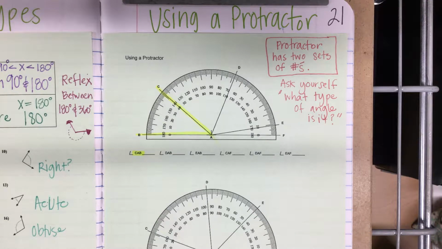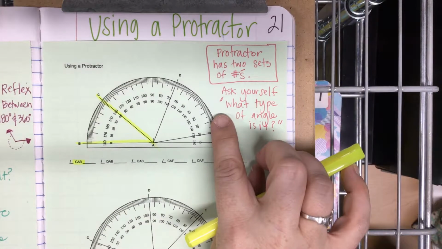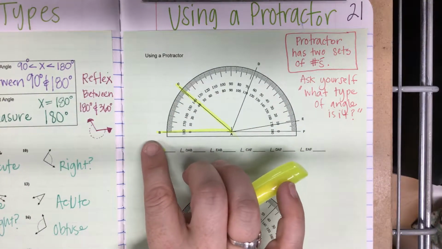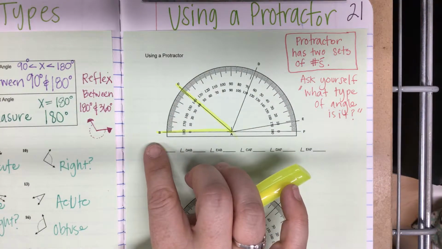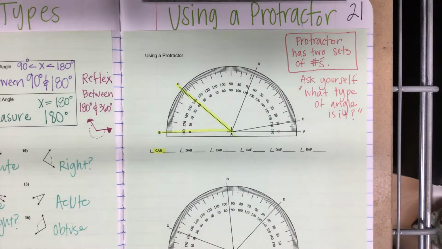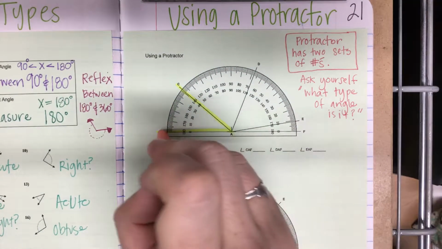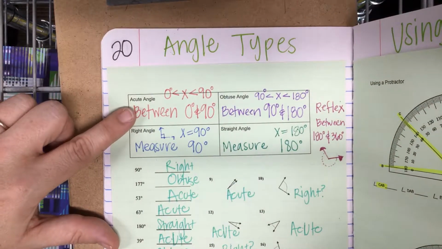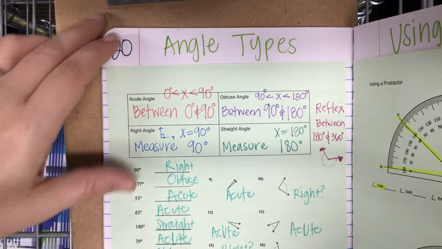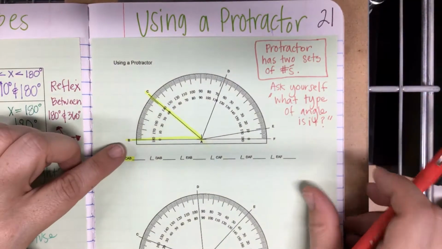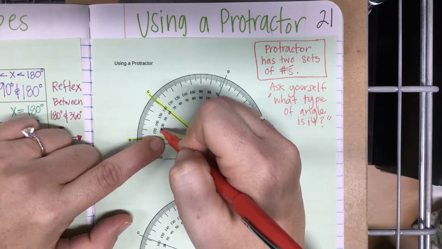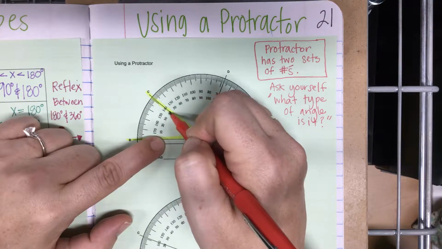And because there are two sets of numbers, I have to ask myself, what type of angle is this? So looking at CAB, what type of angle is it? It's acute. So when I measure CAB, because it's acute, I have to make sure that it's between 0 and 90. Here it starts at 0, and I go to 10, to 20, to 30, to 40.